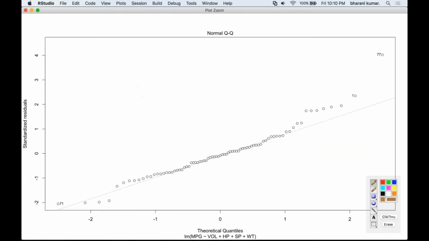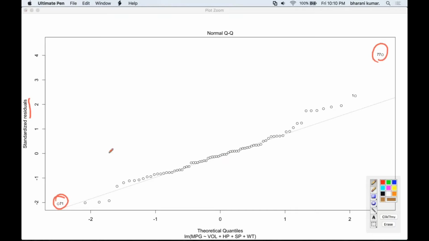This is called the normal QQ plot, quantile plot. This is used to check whether your errors are normally distributed or not. If the majority of the data points are falling along this line, right? Hence you can say that errors are normally distributed. Here residuals are errors. But one key thing that you notice here is 77 and 71. Just remember those, don't worry about those now.